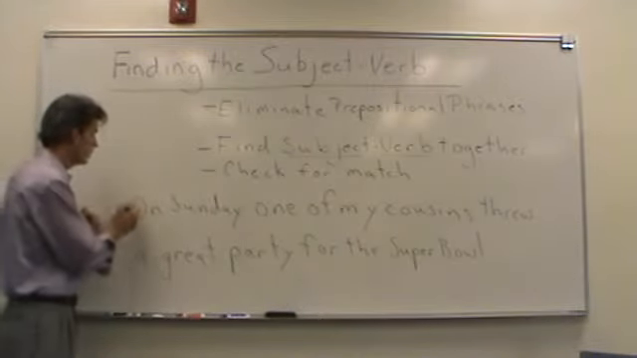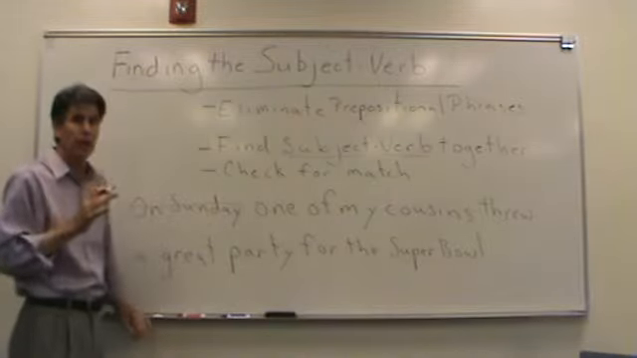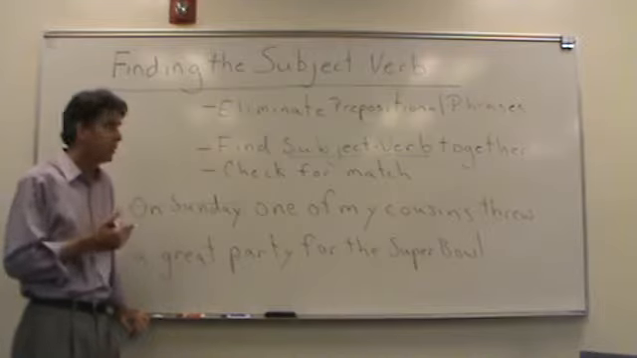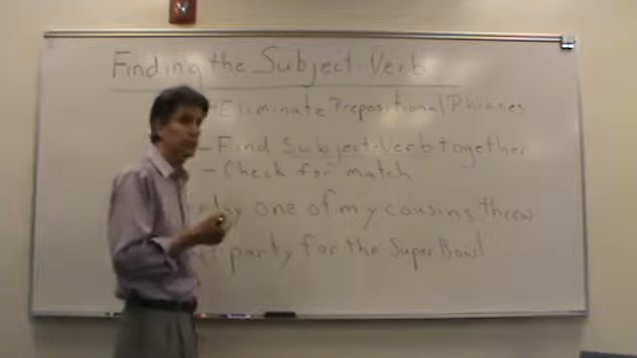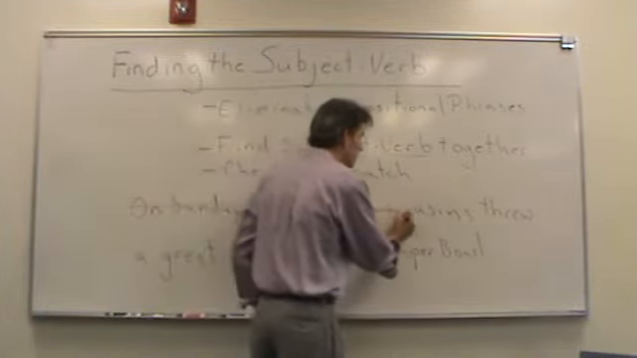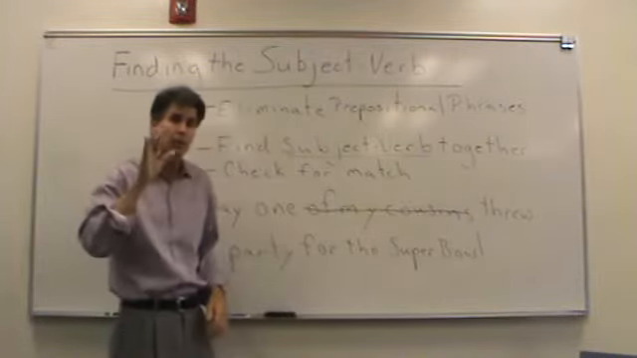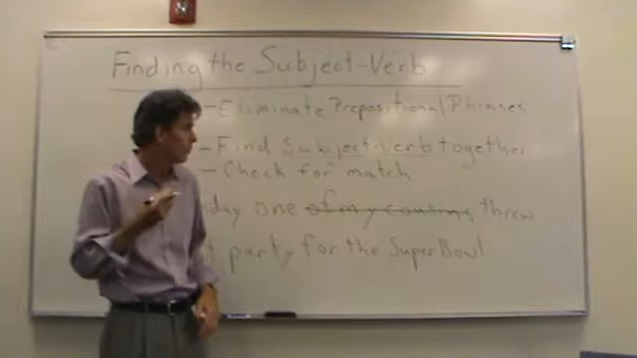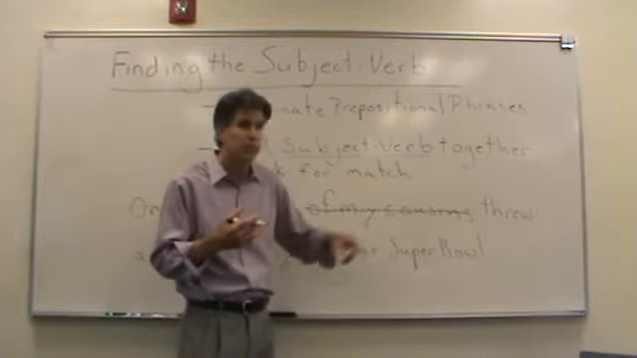The first one is on Sunday, and we can cross that out. On Sunday cannot have the subject or verb in it, so we might as well get it out of the way. It's a prepositional phrase telling us when. Okay? Of my cousins is the next prepositional phrase. Notice that cousins is part of a prepositional phrase. It cannot be the subject or verb of the sentence. For many people, that's something new, because they think the cousins threw the party.